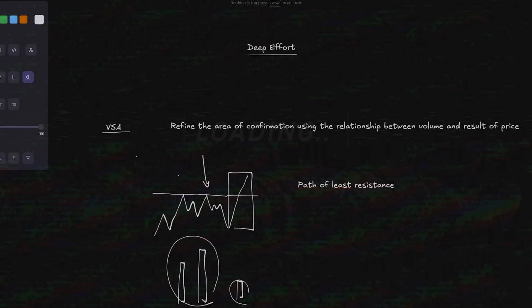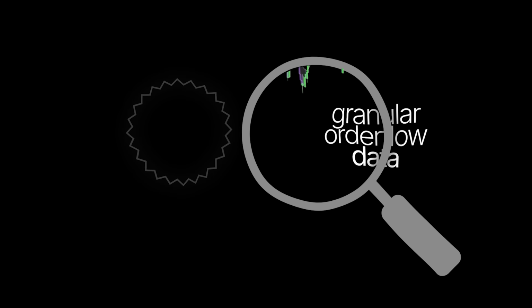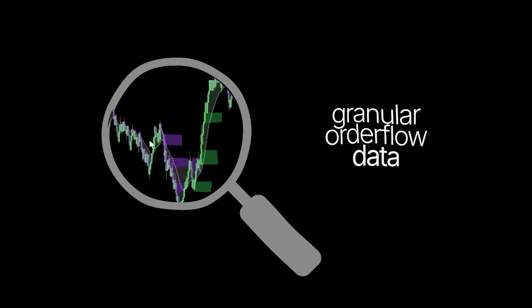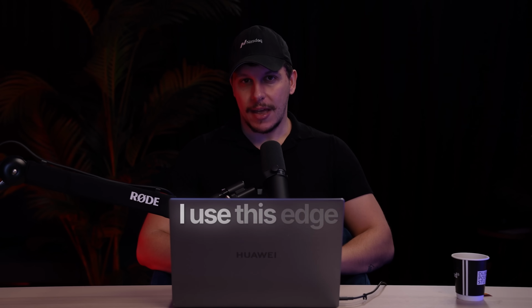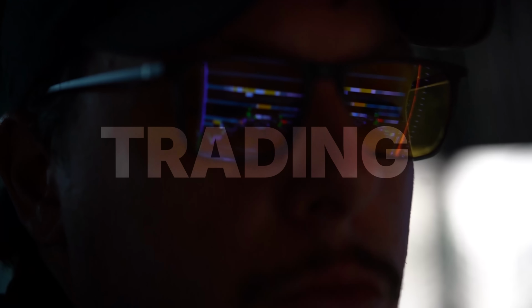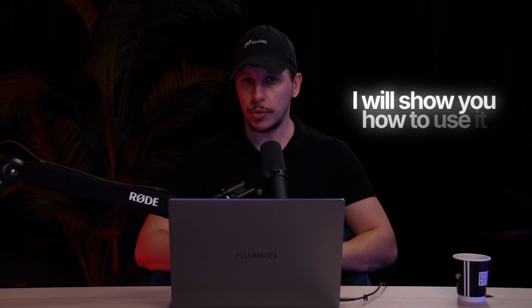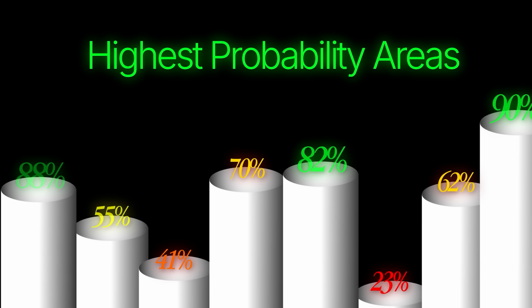In this video, I will show you a proprietary trading model that I've built after years and years of research. This study uses granular order flow data to spot where volume is effortlessly moving price. Hence, where is the path of least resistance? I use this edge as part of my daily trading routine, and I have done extensive quantitative validation around it. I will show you how to use it and contextualize it with Deep Charts to take the highest probability areas.